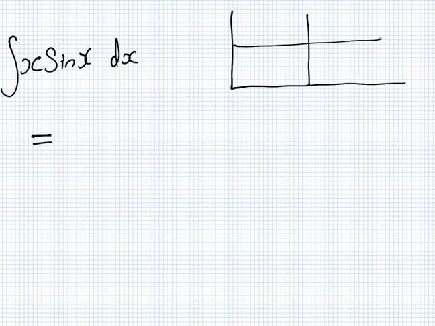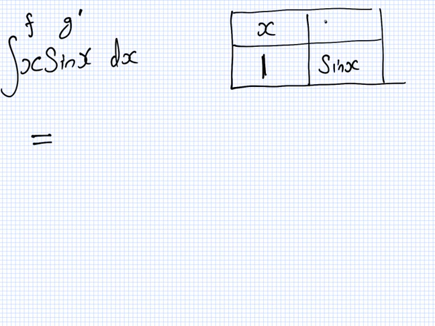Okay, let's have a look at another example now. So let's say we have the integral of x sine x dx. So we make our table. This is f, g, derivative. So that's f derivative, g derivative, and then what do I put here? Yes, minus cos x.